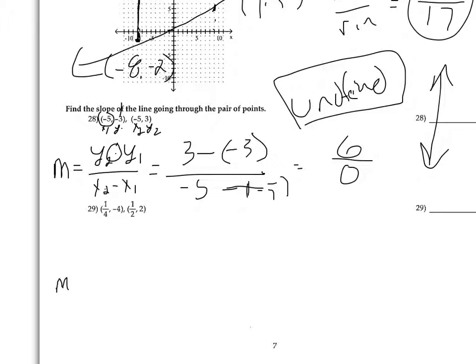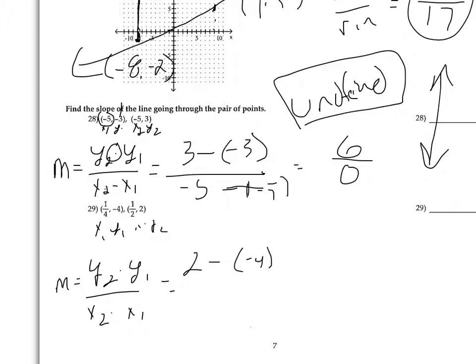So for the second one here, we have m equals y2 minus y1 all over x2 minus x1. Label these x1, y1, x2, y2. Now we're plugging these in. So our y2 is 2 minus our y1, which is -4. Our x2 is 1/2 minus our x1, which is 1/4. So 2 minus -4 is really 2 plus 4, which is 6.